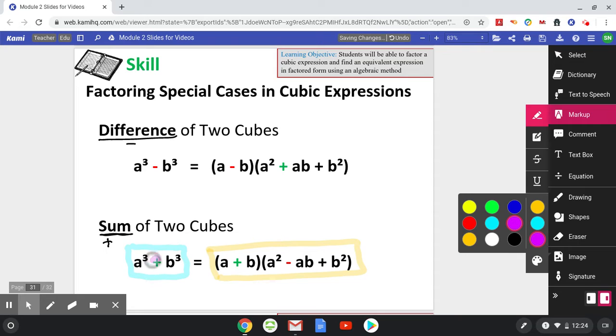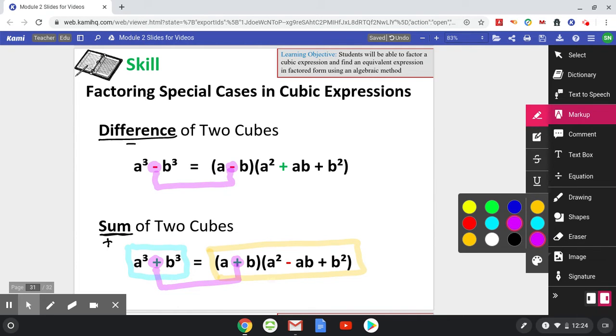If you look at the problem, this is a sum. That means that it's going to have a plus. Whenever this is a plus, the sign on the first parentheses is the exact same thing. Same thing for the minus. If you look at the one at the top, if this is a minus, the first one is the same. So the sign on the first parentheses is always the same regardless.